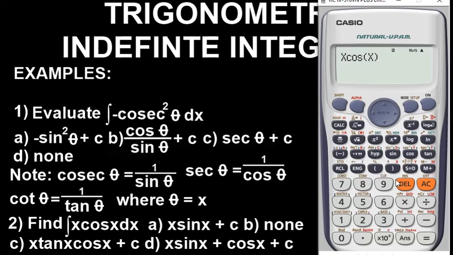Okay, so this is what we do to simplify it, and so what it gives us is minus 0.832. Okay, so now let's go ahead and differentiate the options. Remember, you differentiate the options to get the right option.